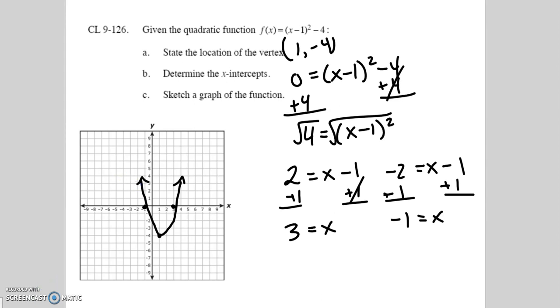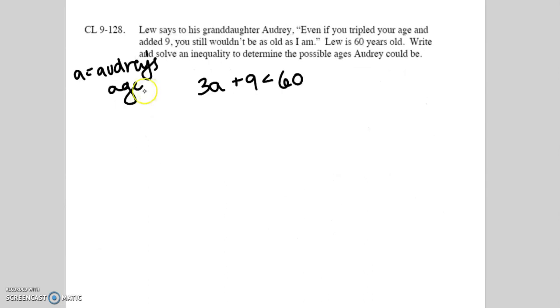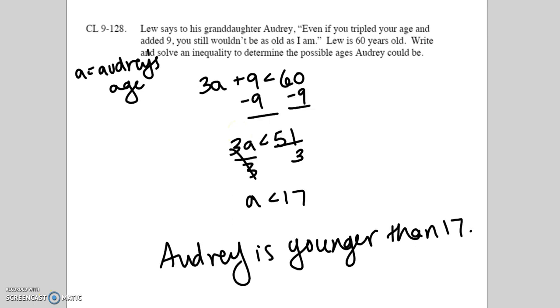You're going to skip 127, so the next one will be 128. All right, so if A represents Audrey's age, even if you triple Audrey's age and add 9, it would still be less than 60 years old, since that's Lou's age. So we're going to solve this inequality, figure out the ages of Audrey. All right, so when I solve this, I get that Audrey has to be less than 17 years old.